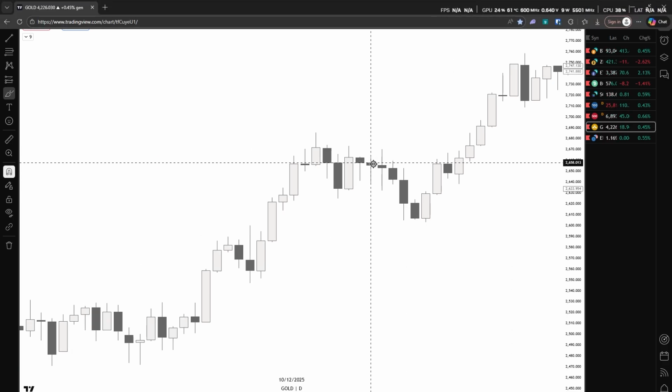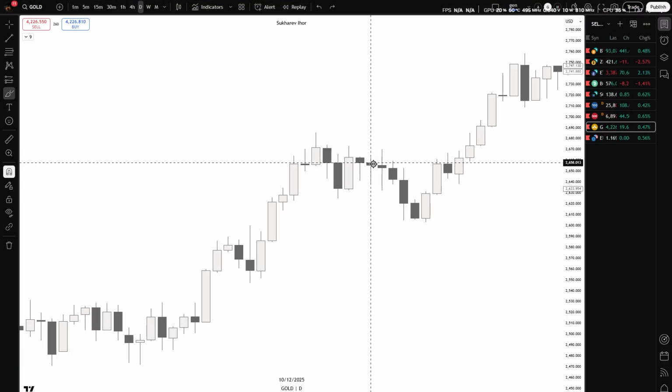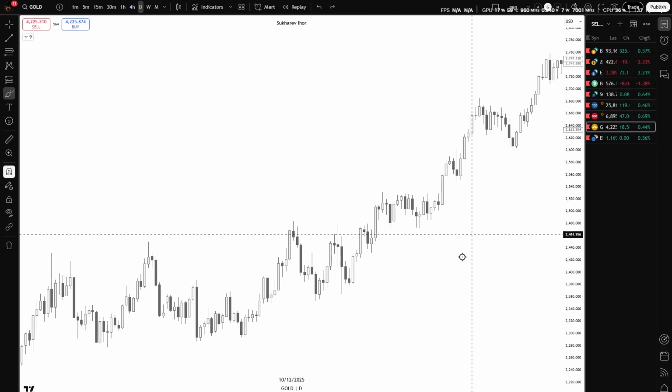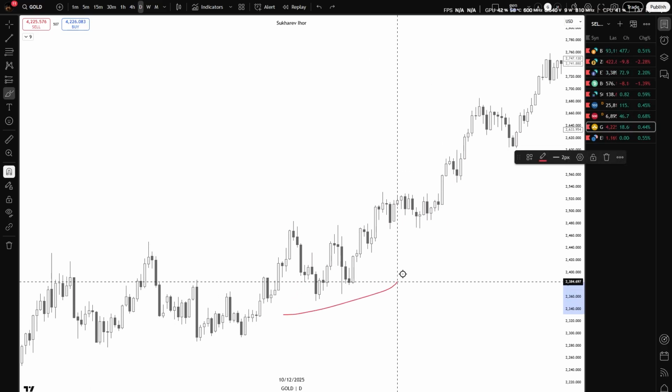So yeah, who's winning when wicks get big? Simple rule is big bottom wick, buyers absorb the move, so bullish clue. Big top wick, sellers rejected higher prices, bearish clue. Let me just try to find something. I have not prepared, guys.